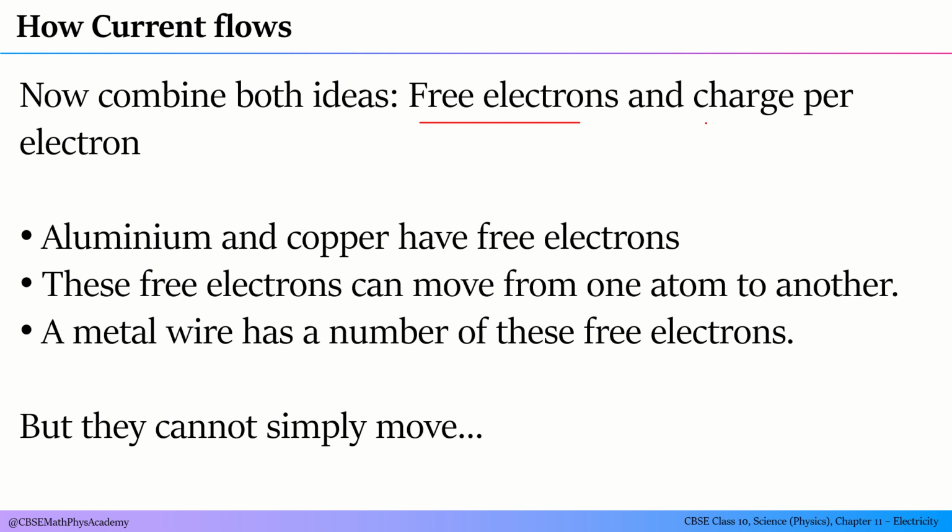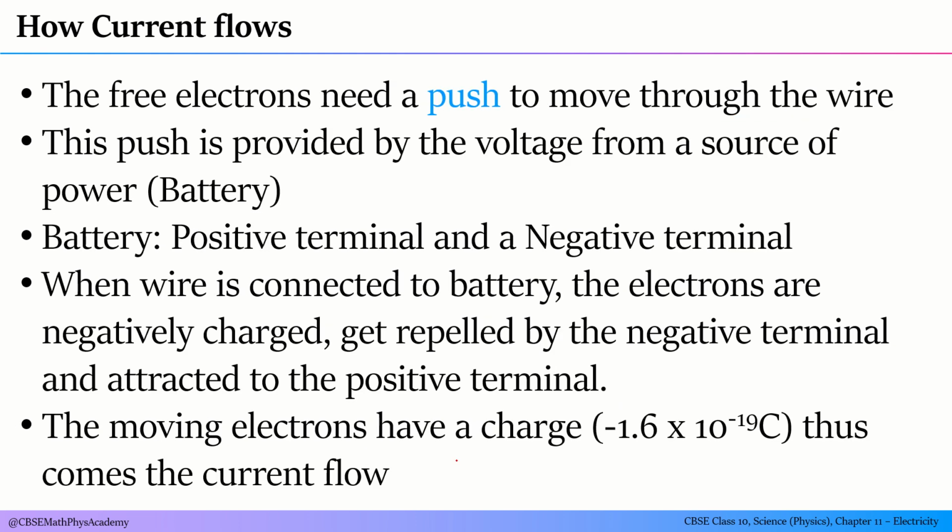One is free electrons, another is the charge per electron. So when we blend both these ideas, you get to know how current flows. We just saw that aluminum and copper have free electrons, that is one free electron. These free electrons can move from one atom to another. A metal wire has a large number of these free electrons, like a 1 meter wire will have so many free electrons. But they cannot simply move, they need a push. So let us see what that push is.